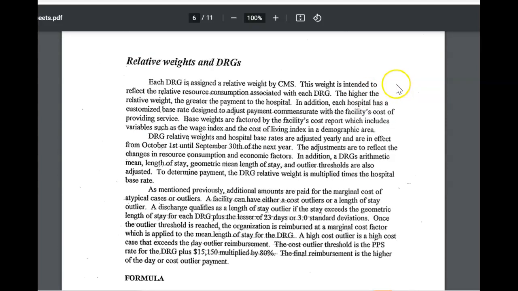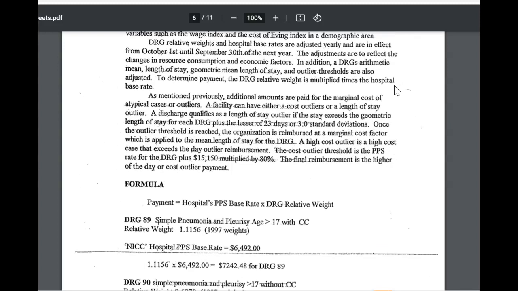Okay, so here we go with our relative weights and DRGs. Once again, each DRG is assigned a relative weight by the CMS. This weight is intended to reflect relative resource consumption associated with the DRG. The higher the relative weight, the greater the payment to the hospital. In addition, each hospital has a customized base rate to adjust payment. So let's talk about this. Let's go to what your assignment is going to be.